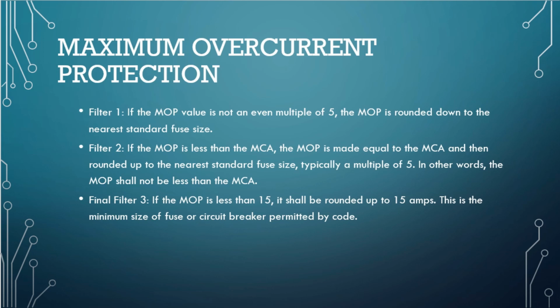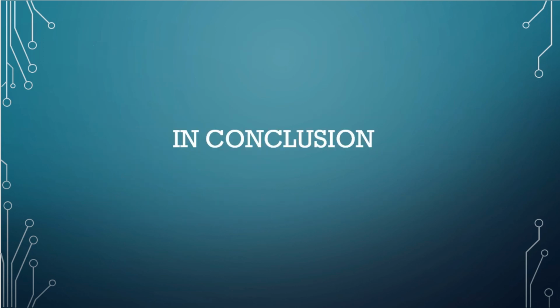So one thing to sum it all up: the MCA is the minimum wire size needed to guarantee that the wiring will not overheat under all operating conditions for the life of the product. The MOP is the maximum allowable circuit breaker size that will properly disconnect power to the equipment under any anticipated fault condition.